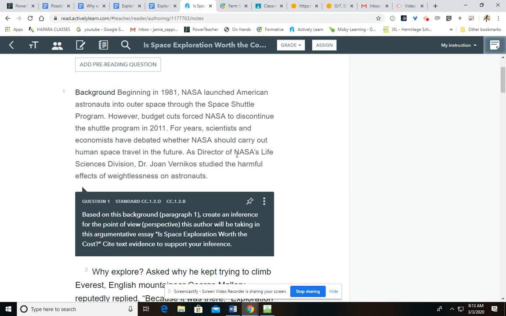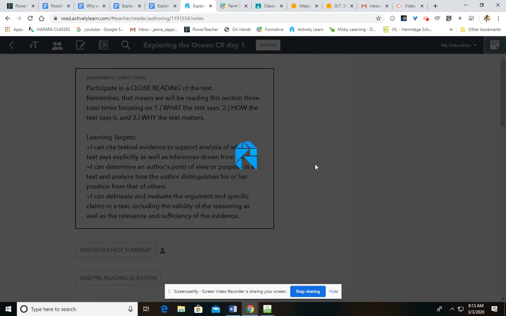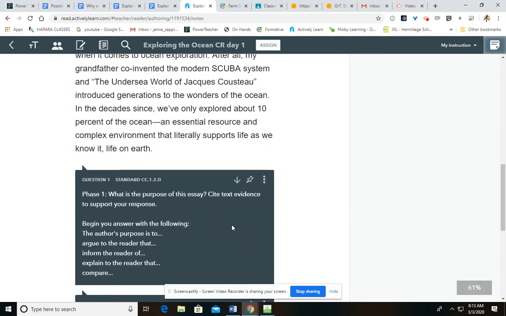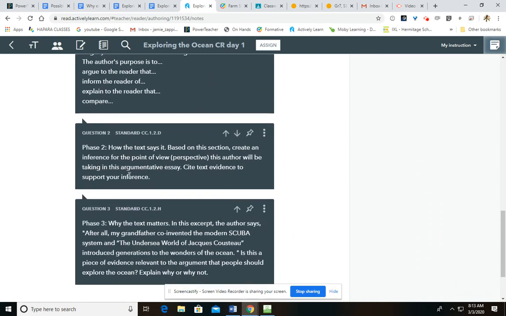An individual who works for NASA obviously probably has a perspective that we should, in fact, explore space, because she wants to keep her job. That's her perspective. And in this piece today, I want you to think about that as well. We're reading a piece right here, this little excerpt about exploring the ocean. In this excerpt, you hear some background specifically about the perspective of Philippe Cousteau. Based on this section, I want you to create an inference for Philippe Cousteau's point of view, his perspective. Make sure you think about how that connects to what his argumentative essay is about.